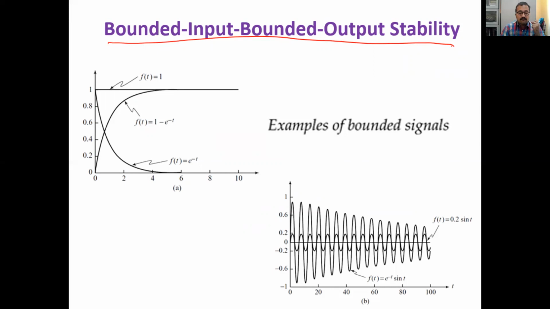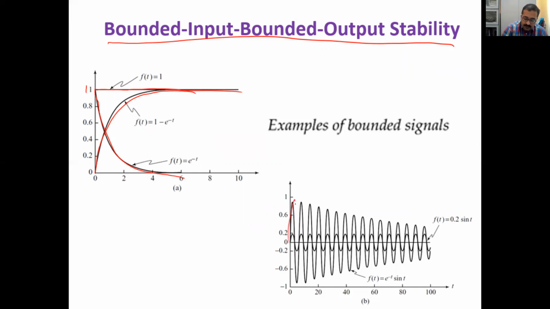Before that, we should understand what we mean by a bounded signal. What do you mean by a bounded signal? A bounded signal is one which is limited, which is bounded in amplitude. For example, this exponential decay is bounded. This exponential rise is also bounded in amplitude, or the step input of magnitude 1, that is also a bounded input.